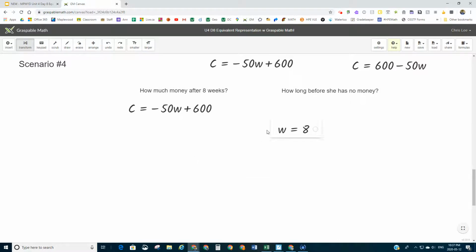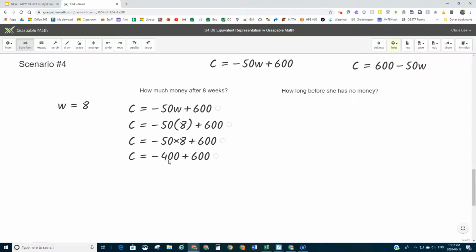Done. It's over here. Now I can quickly substitute in here, get 8. Let's see the steps. Do the multiplication. Multiply, I get negative 400. So that means they've taken away $400. Plus your 600 means a positive $200. So after 8 weeks, she's got $200 left.